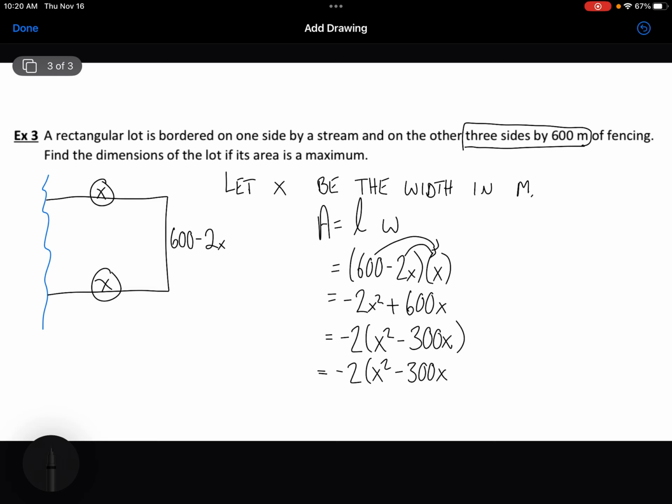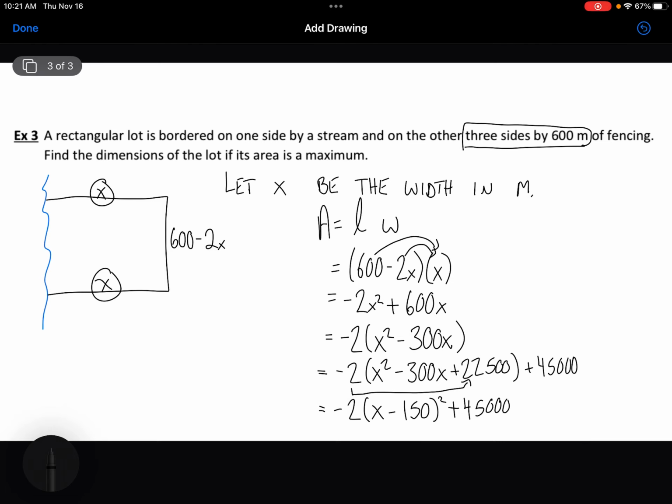Half of 300 is 150, and 150 squared is 22,500. Really, I've taken away 45,000 because I have to double that number. So I'm going to put plus 45,000, because remember, we're always going to multiply that over. So my vertex form would be negative 2, x minus 150 squared plus 45,000. Well, that kind of tells me everything I need to know.